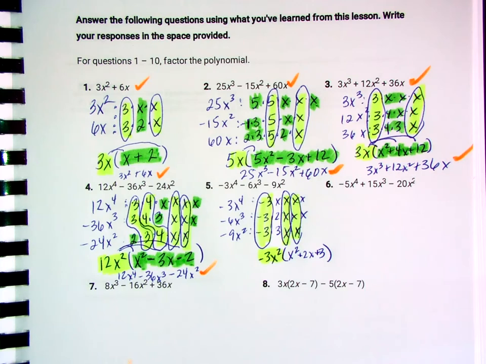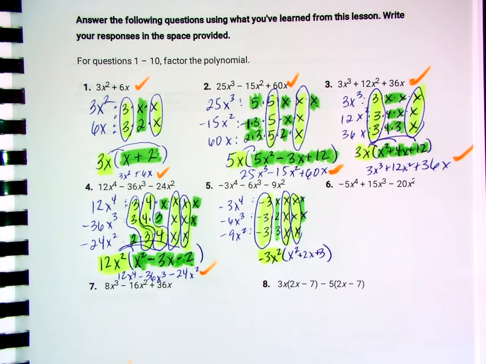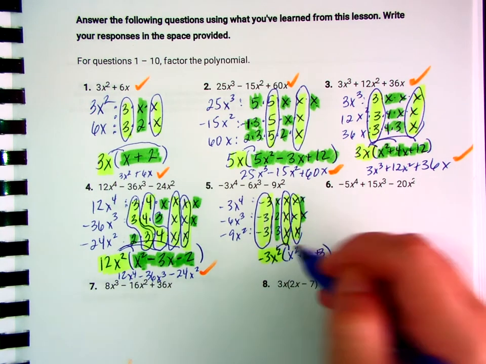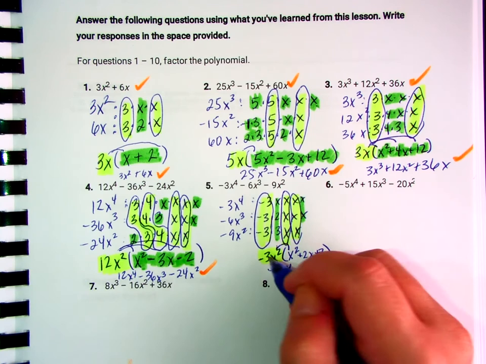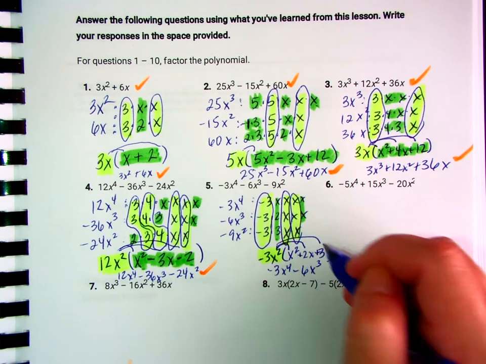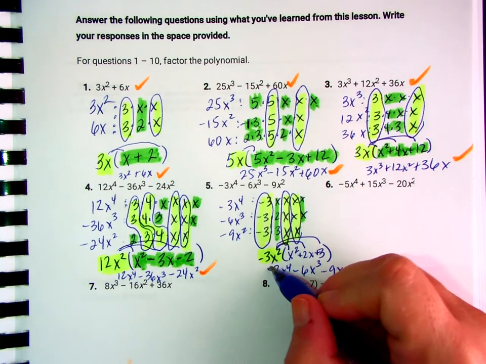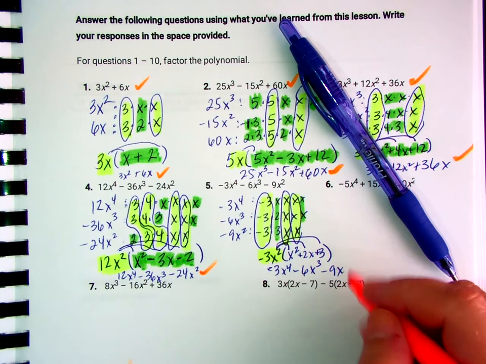Is that right? Did I do that right? Let's multiply to double check. So, for example, negative 3x to the 4th. This would give me negative 6x to the 3rd, and this would give me negative 9x. I go up to double check. Absolutely, those signs are correct. So I did do it right.